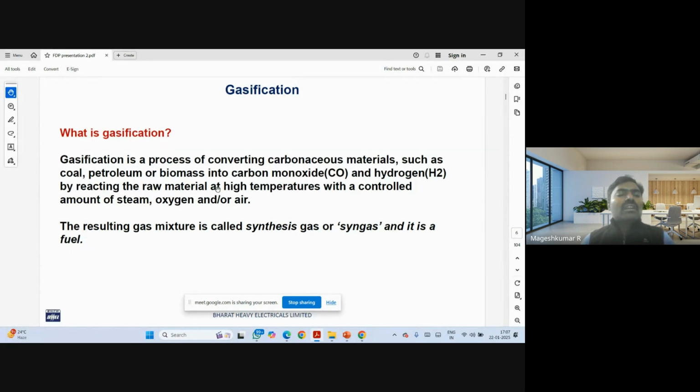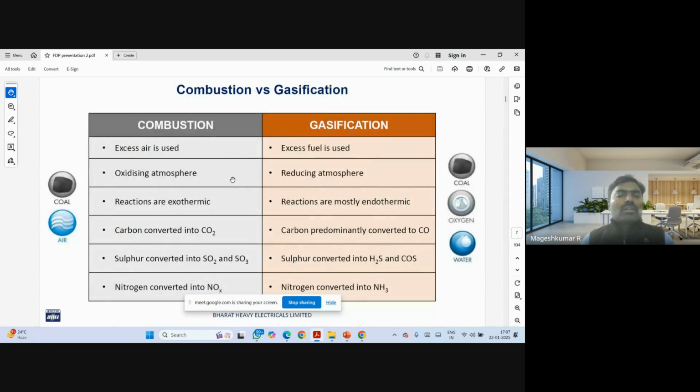How is it being done? It is done within a chamber where high temperature, an amount of steam, and oxygen or air are passed inside the chamber to produce carbon monoxide and hydrogen from coal. So what is combustion? What is gasification? Combustion is similar to a gas stove, how you burn your LPG gas, combust it, and heat the water in it. That is combustion.